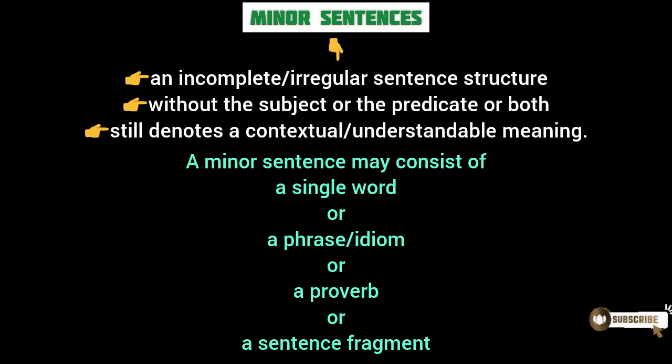So we have learnt that a minor sentence in English grammar does not consist of a subject and a predicate. On the other hand, a minor sentence may consist of even a single word. It may be a phrase or an idiom. A minor sentence may be just a proverb. It may even be a sentence fragment or just a part of a sentence.